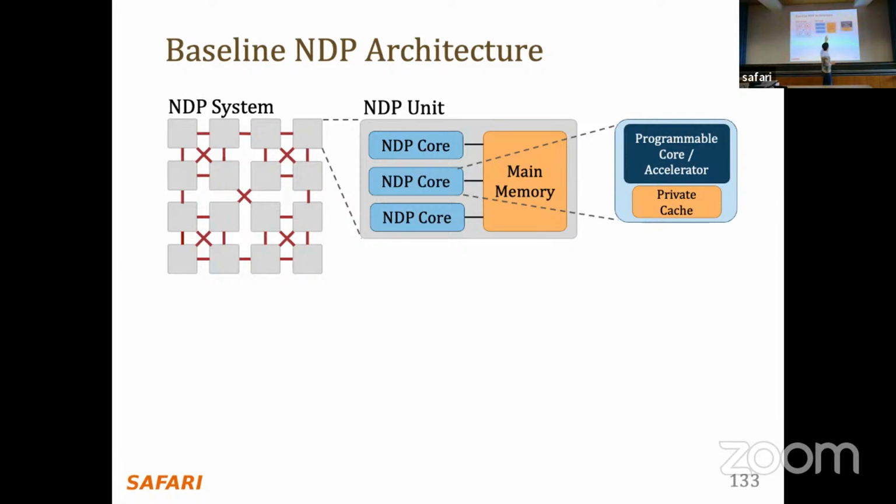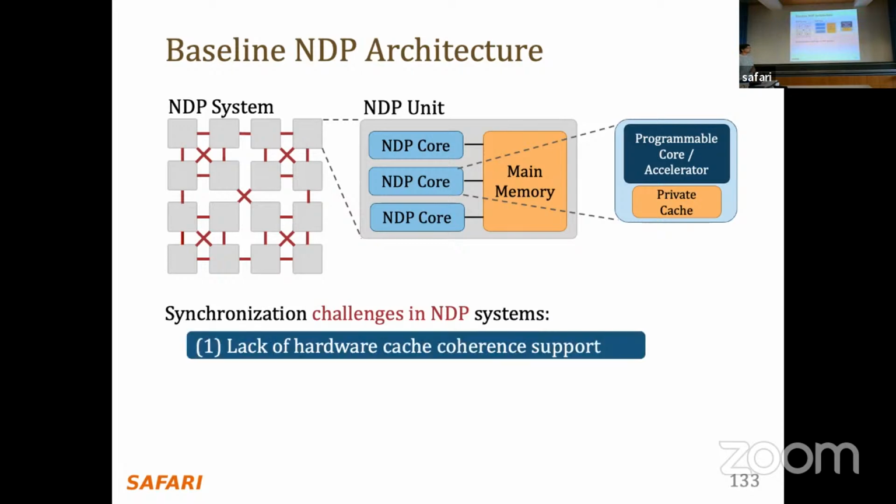This main memory is the main memory for these NDP cores, and they might be a programmable core or might be an accelerator, and they will likely have some small cache or maybe a scratchpad memory, something like a cache, but pretty small. Some challenges in creating synchronization mechanisms for NDP systems.